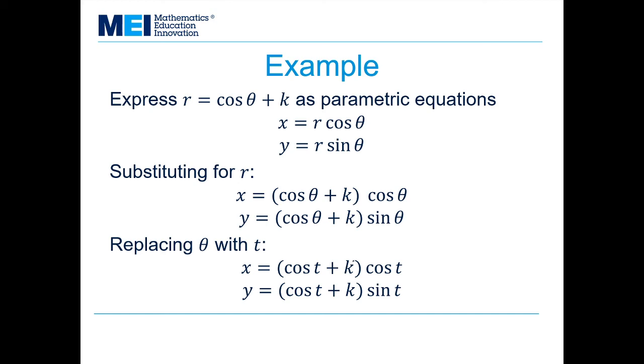Now, you might find this last step a little bit strange and wonder why we don't just keep it as a parameter of theta. This is more important really when you're going back the other way. There's a danger when working with parametric equations that if you have something which is called theta as your parameter, you'll think of it as being something that goes from 0 to 2 pi. And sometimes your parameter t does go from 0 to 2 pi, but not always.